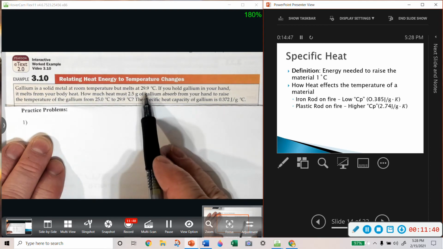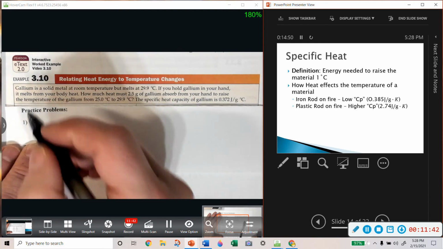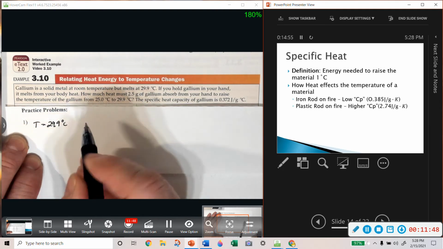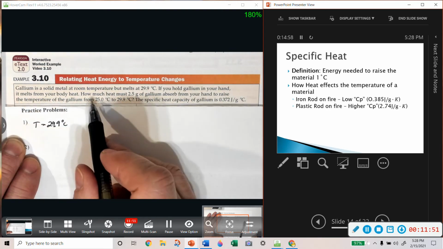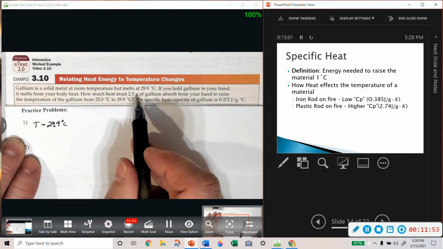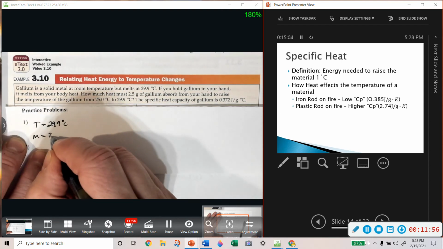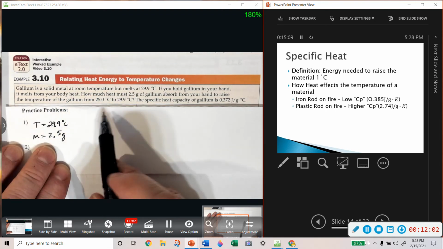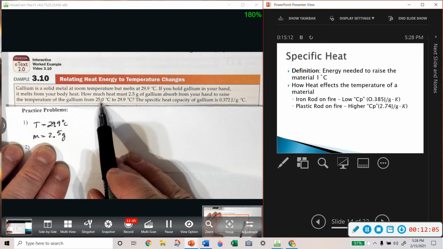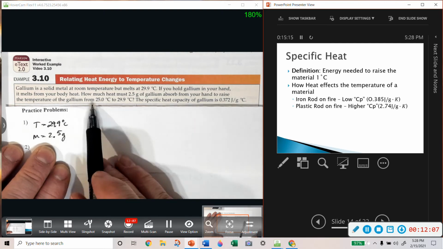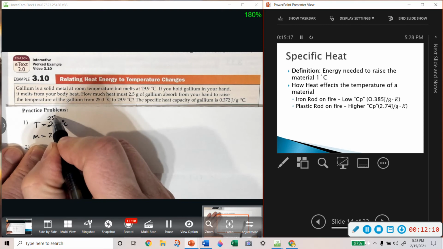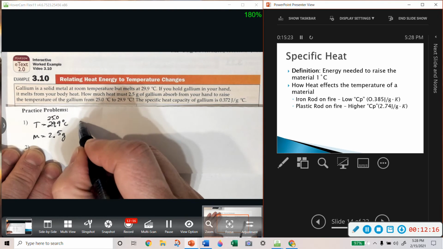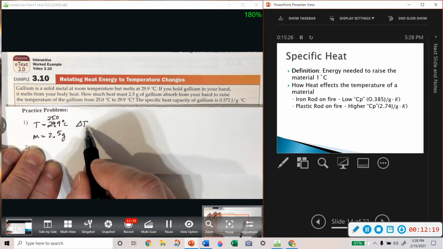Here we have a temperature, 29.9 degrees Celsius. I keep looking through my numbers before I read it and try to figure out. Then it says 2.5 grams of gallium. I remember that's a mass. Okay, 2.5 grams. And then I go on down, and I find from 25 to 29 degrees Celsius. Oh, so it's going up in temperature. It's going from 25 to 29. And that's good because remember, we're going to need the change in temperature in our problem.